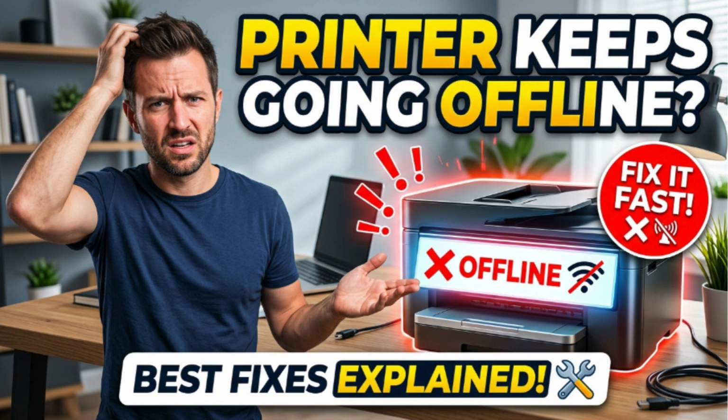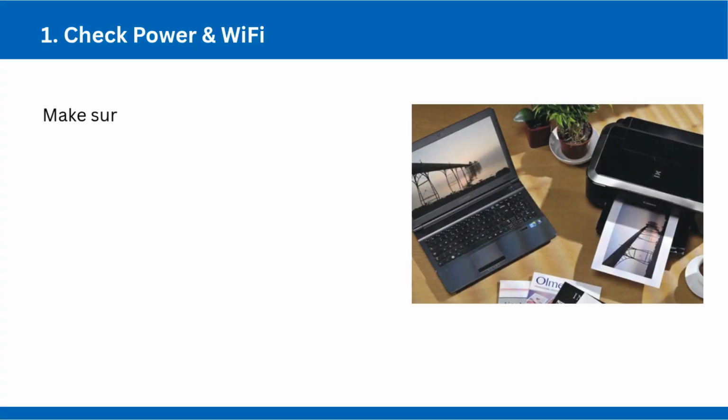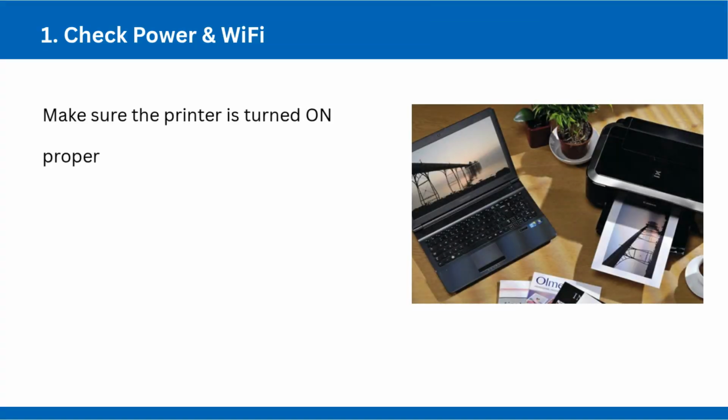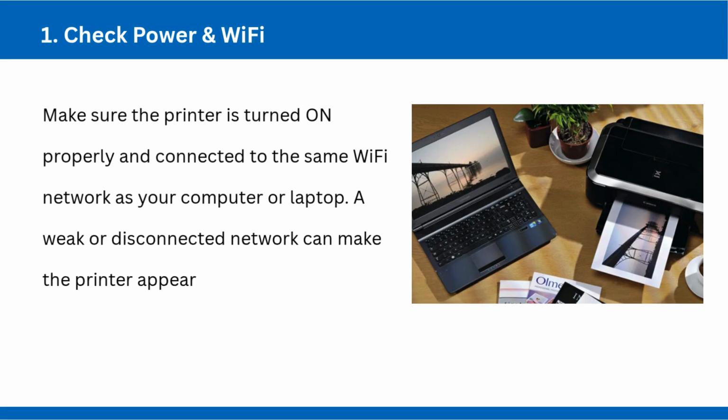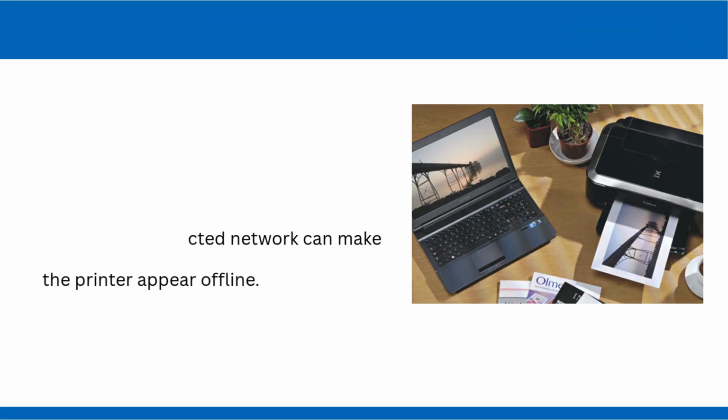Best fixes explained. 1. Check power and Wi-Fi. Make sure the printer is turned on properly and connected to the same Wi-Fi network as your computer or laptop. A weak or disconnected network can make the printer appear offline.